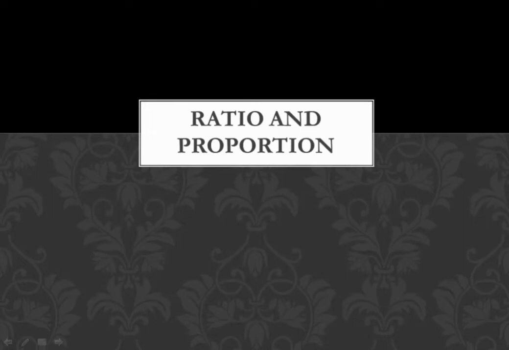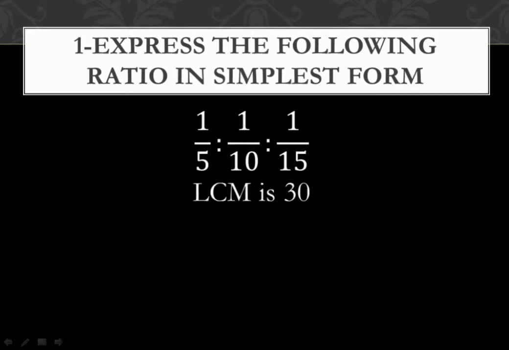Hello students, today we are going to start ratio and proportion. So our first question is: express the following ratio in simplest form. Here we have 1 upon 5 is to 1 upon 10 is to 1 upon 15. What we need to do is take the LCM of the denominators first. So here, the LCM of 5, 10 and 15 is 30.